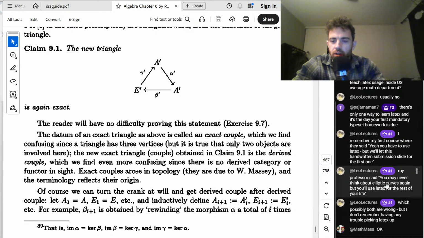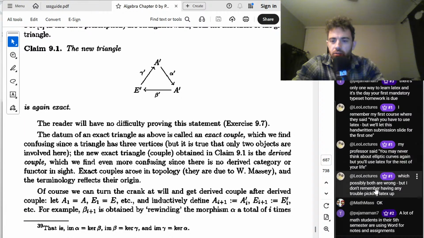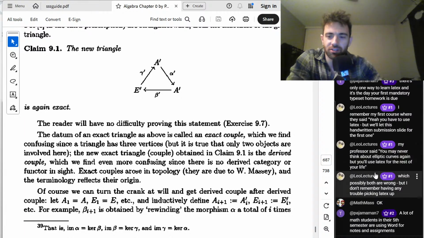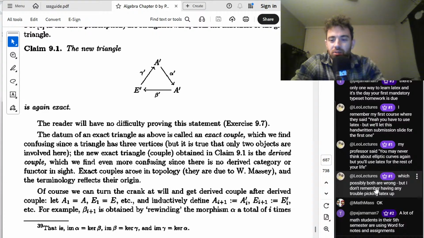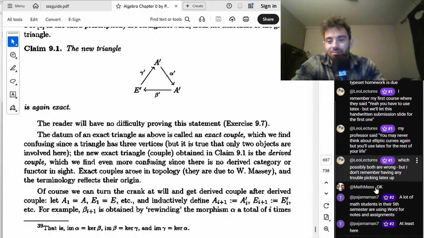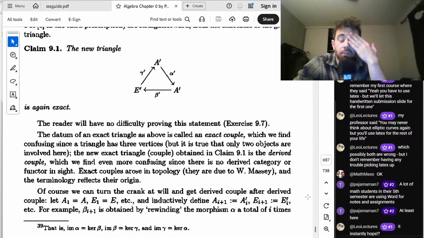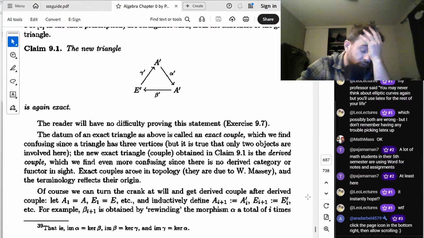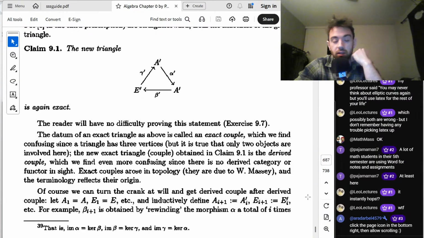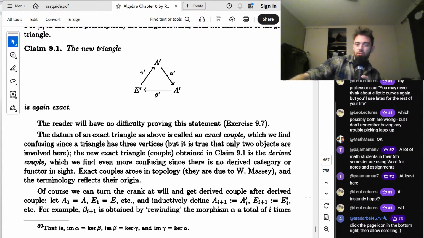Your professor said you may never think about elliptic curves again, but you'll use LaTeX for the rest of your life. Yeah. Which possibly both are wrong. Well, I don't like imagining any of my students are non-mathematicians. A lot of math students in their 5th semester are using Word for notes and assignments. Wow. They would receive the death penalty in my dictatorship utopia.